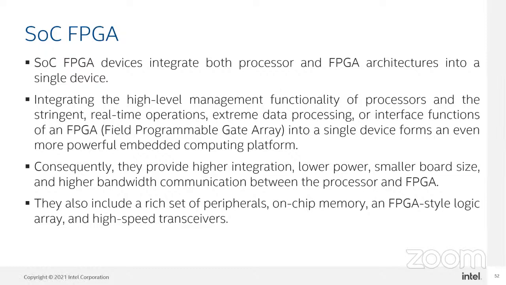So we wanted to design an embedded system using FPGAs. As I discussed earlier, we had only FPGA, then the processor went into the FPGA, and the DSP capabilities are also present in the same chip. When you have everything inside the same chip, you get higher integration, lower power, smaller board size, and higher bandwidth communication between the processor and FPGA. They also include a rich set of peripherals, on-chip memory, FPGA-style logic array, and high-speed transceivers. All are available in the SoC FPGA. Now let us move on to the next important topic.